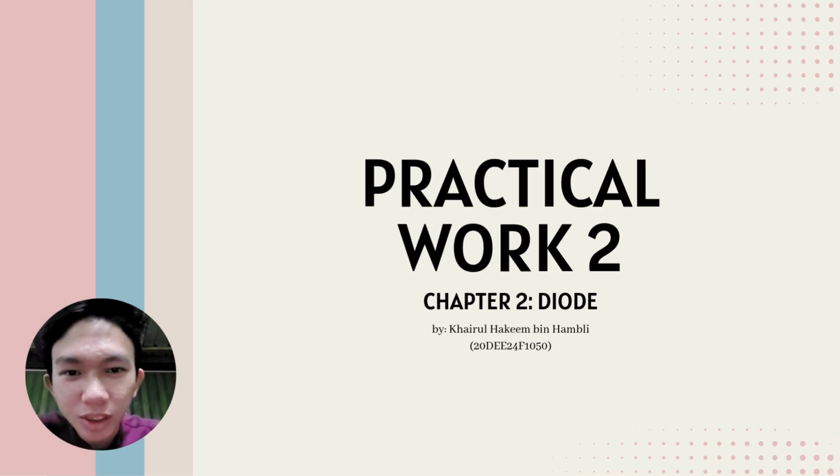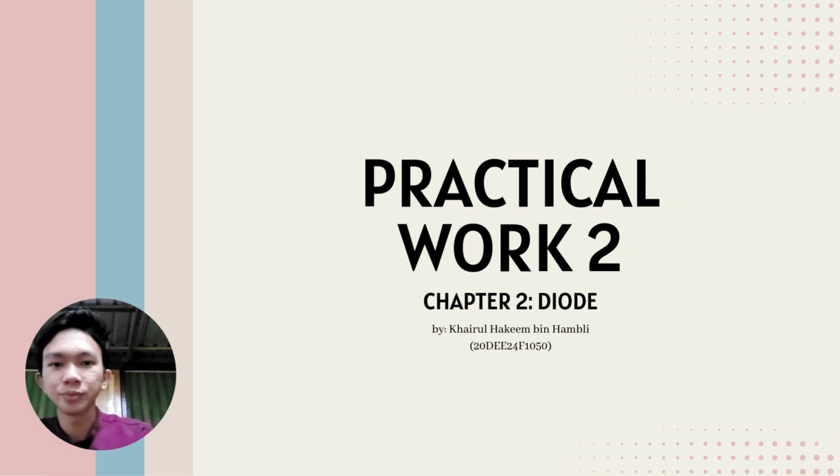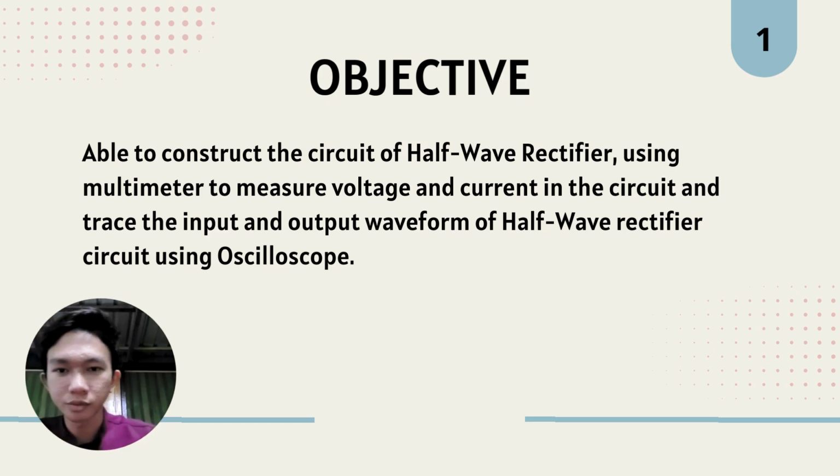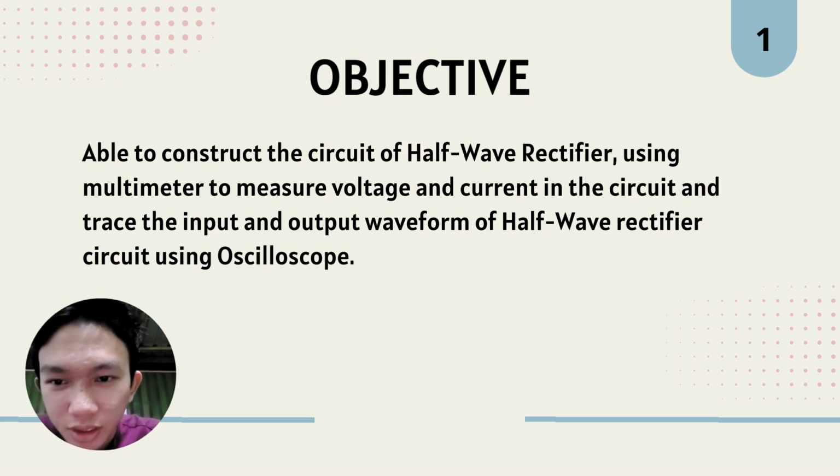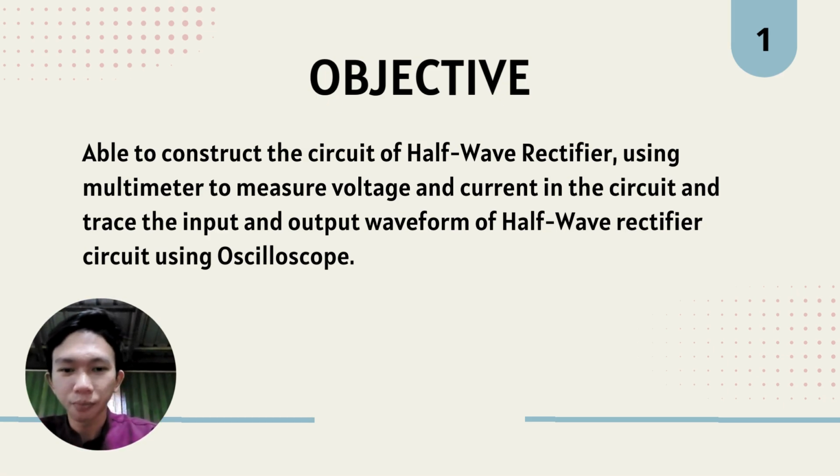So today I will present about practical work 2, chapter 2, diode. In this practical work, our objective is to be able to construct the circuit of a half-wave rectifier, using a multimeter to measure voltage and current in the circuit, and trace the input and output waveform of the half-wave rectifier circuit using an oscilloscope.